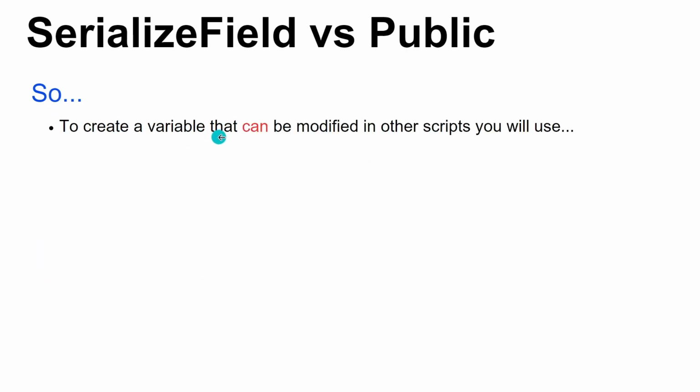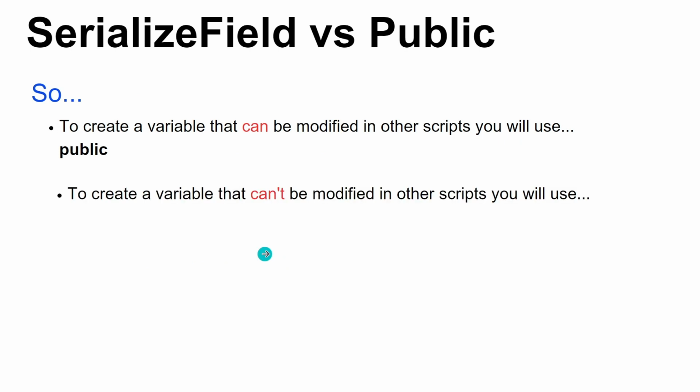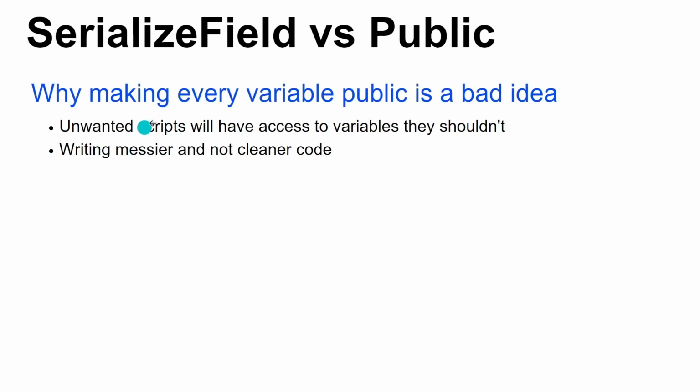So to create a variable that can be modified in other scripts, what are you going to use? Exactly, public. Then, if you want to create a variable that can't be modified in other scripts, you will use exactly serialized field. Why is making every variable public a bad idea? Because unwanted scripts will have access to variables they shouldn't, and you will be writing messier and not cleaner code. Once you know this very basic theory, let's go to Unity and actually see how this works.